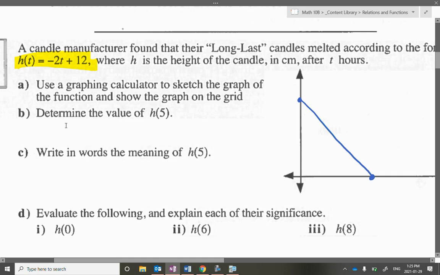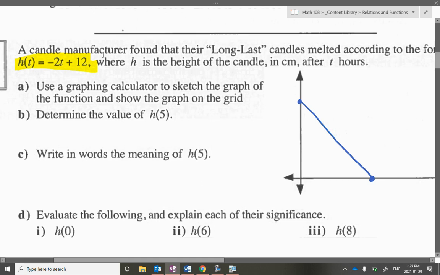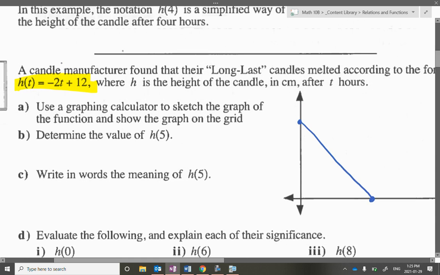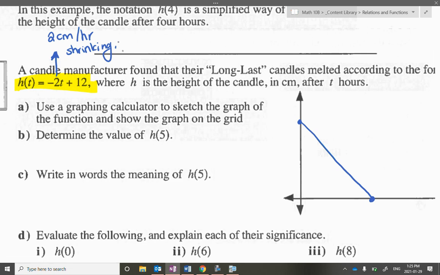On your graphing calculator, actually coming back to the equation, so the negative 2, what that's getting at is that it's actually shrinking 2 centimeters per hour. So that's why it's negative 2. It's important that you guys are recognizing the meaning behind this equation. Our next unit, we spend a lot of time on it, but you should start understanding where these equations are coming from. What could that plus 12 mean?